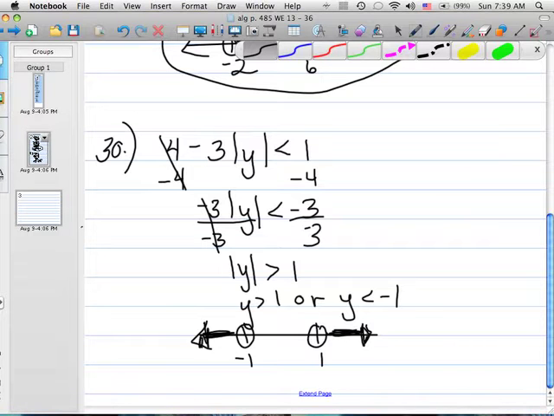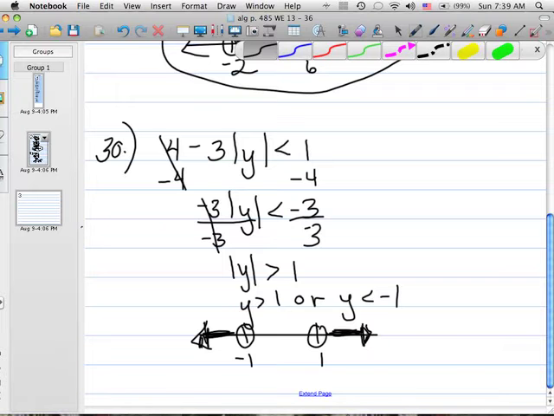If I pick out -2, the absolute value of -2 is 2. So 4 minus 3 times 2, which would be 6. 4 minus 6 is -2, that works. If I pick out 3 over here, that would be 4 minus 9, and that gives me -5. That's less than 1, so it works. And we're going to stop at 30.